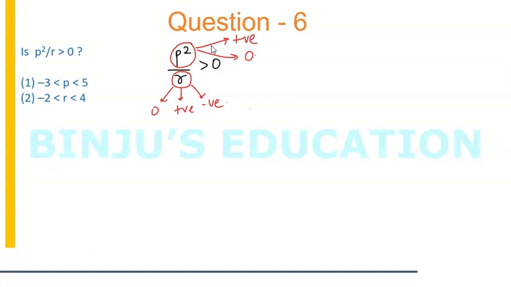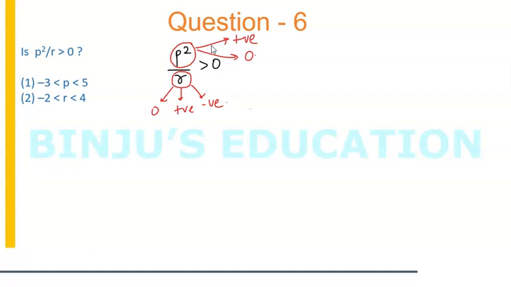right? Because the first one simply says that p can be negative, p can be positive, p can be zero. So p square can be anything. So p square can be zero, p square can be positive. Effectively, it will not be negative, but it can be zero, it can be positive also. But I don't know the value of r. I need the value of r.